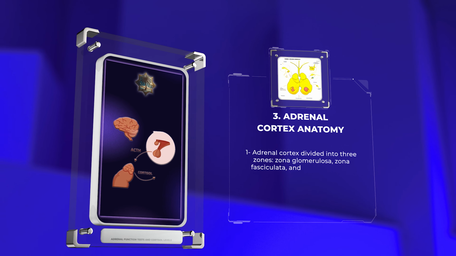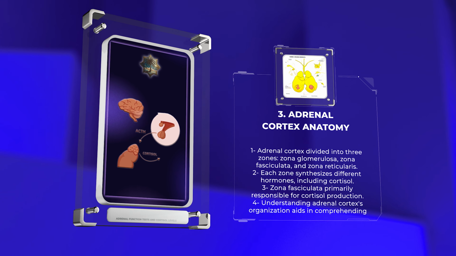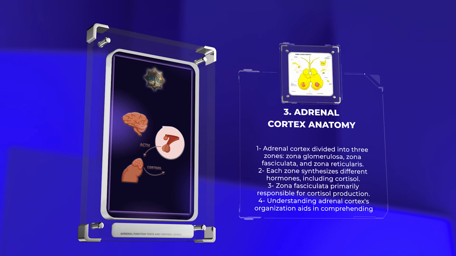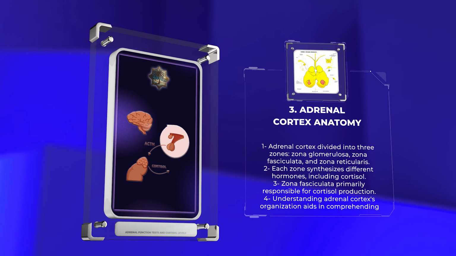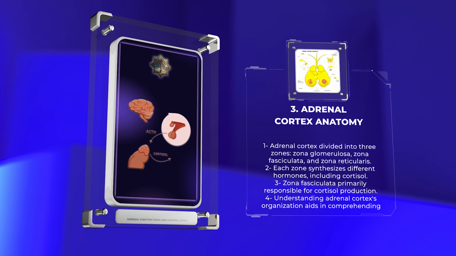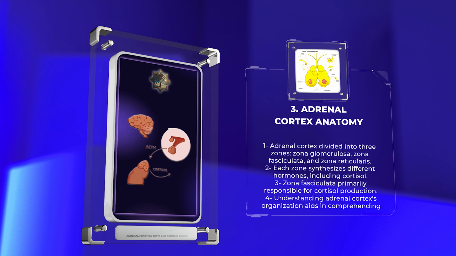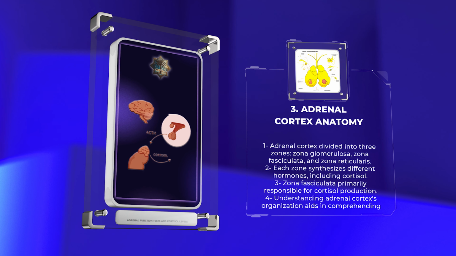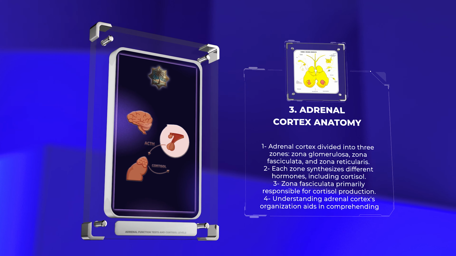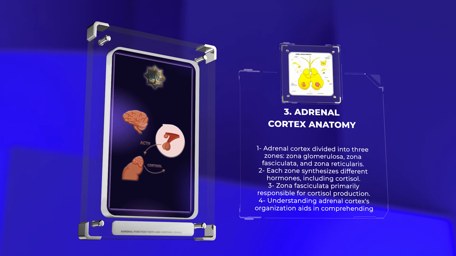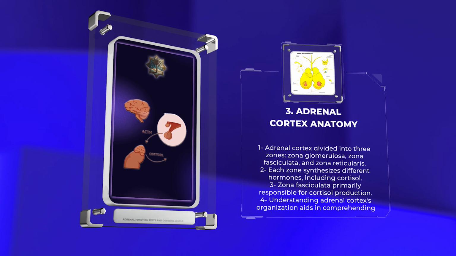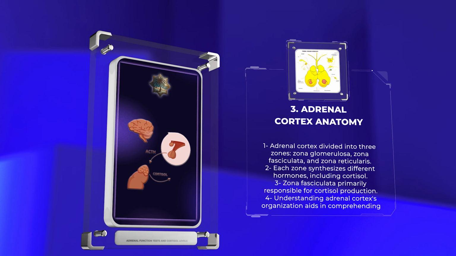The adrenal cortex, the outer layer of the adrenal gland, is divided into three zones: the zona glomerulosa, zona fasciculata, and zona reticularis. Each zone synthesizes different hormones, including cortisol. The zona fasciculata is primarily responsible for cortisol production under the control of ACTH. Understanding the adrenal cortex's anatomical organization aids in comprehending cortisol synthesis and regulation.